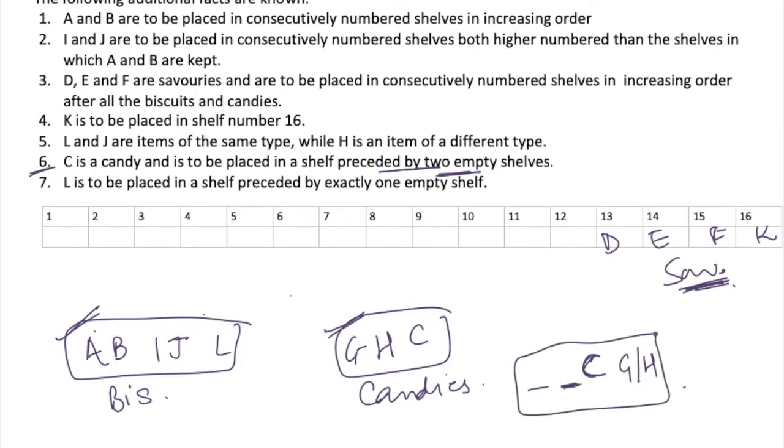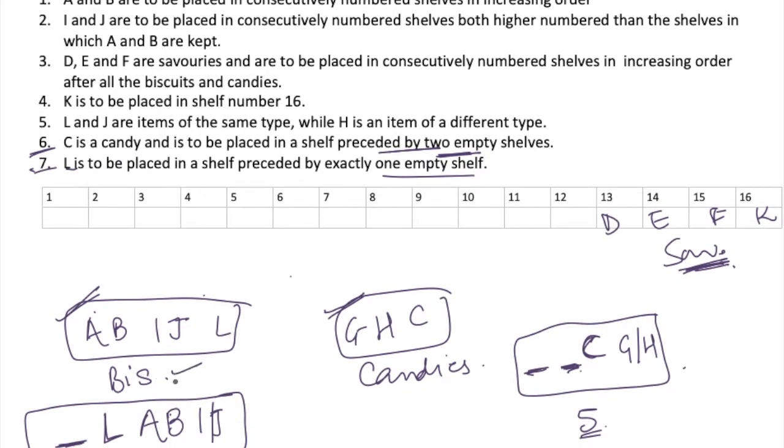So this will be one group of 5 candies where we have 2 blanks, and then this will be another group. Here it says L is to be placed in a shelf preceded by exactly 1 empty shelf. This means before L there will be 1 empty shelf, which also means it will be succeeded by A and B, and further I and J in any order. This means this will be another group. Now we have no order as to where we should place biscuits and candies.